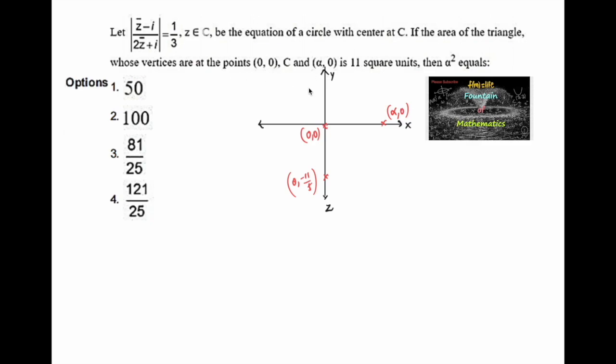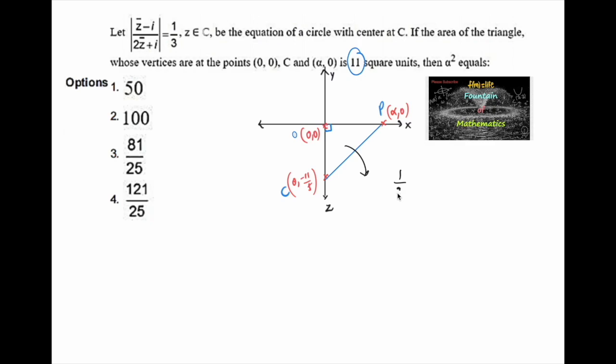Since the vertices are given, the points 0 comma 0, let us consider O, and C is the center, and alpha comma 0, let us consider this is P. It's a triangle, so we can see that OCP is a right angle triangle, clearly right angle at O, and its area is given as 11 square units.